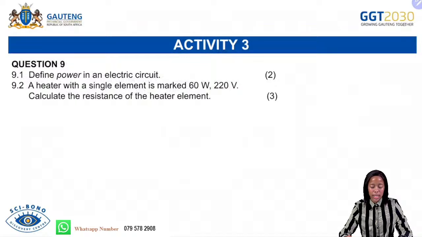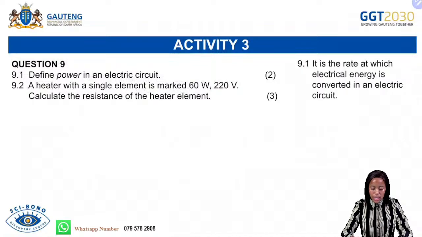Next one says define power in an electric circuit. Okay, so it says here it is the rate at which electrical energy is converted in an electric circuit. So again, for these ones, we just need to make sure that we use the examination guidelines.